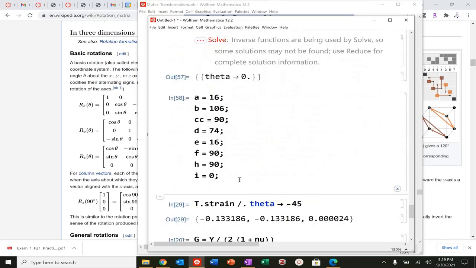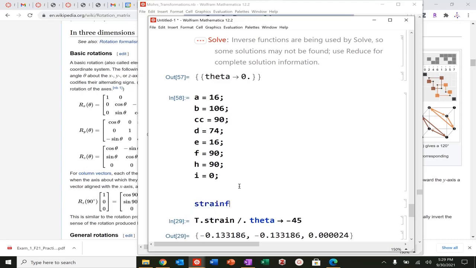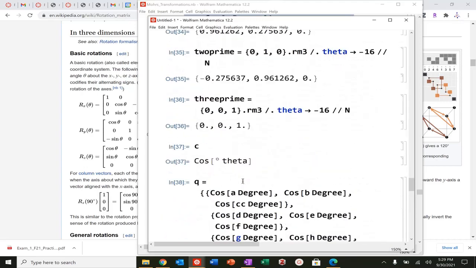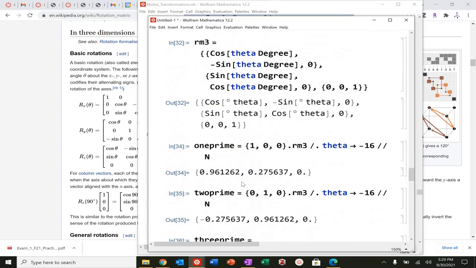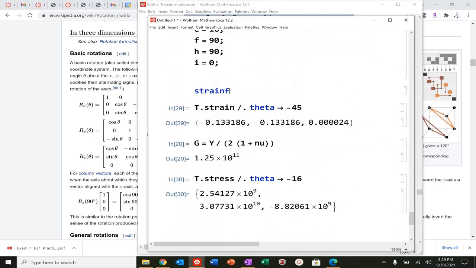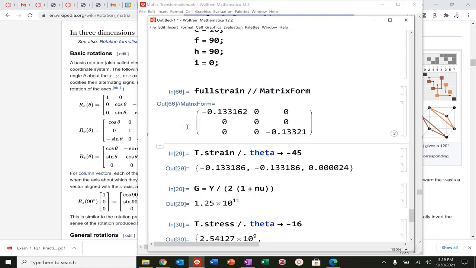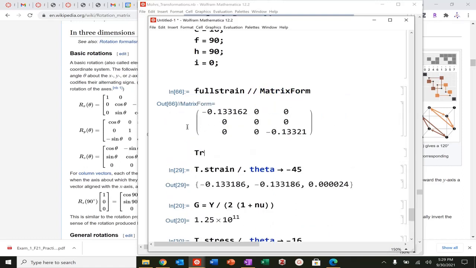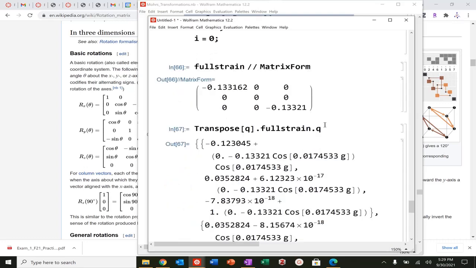So now I could do my transformation. If I look at my strain, where's my full strain? Did I call that full strain? Full strain. So let's look at full strain, matrix form. That's my full strain tensor, so I'd need to do Q transpose dot full strain dot Q. Let's look at this.